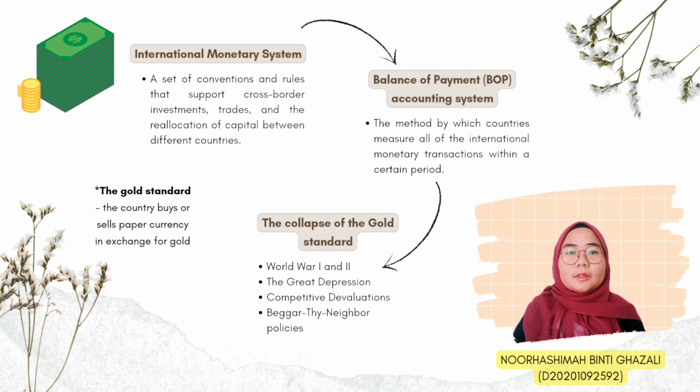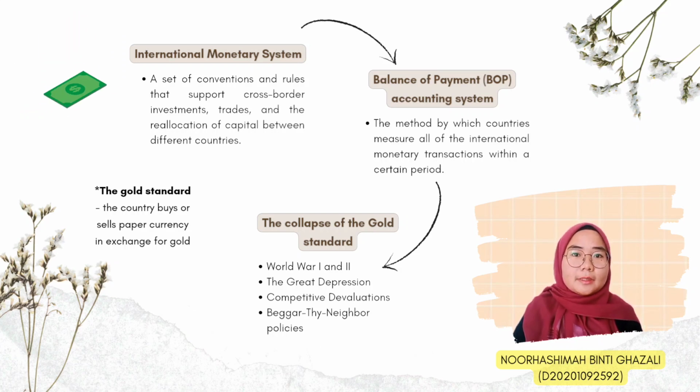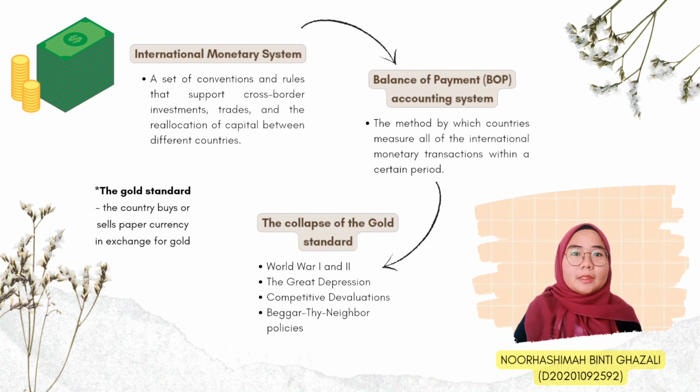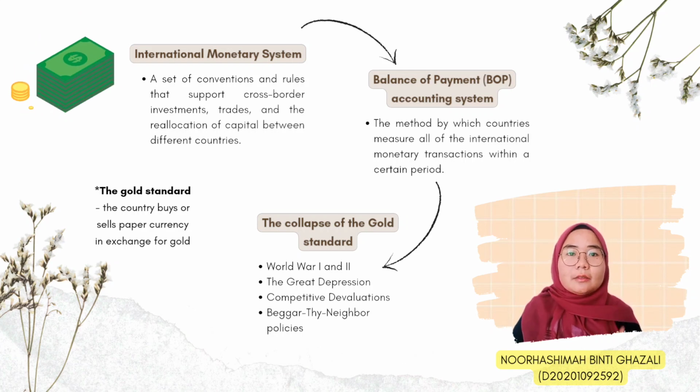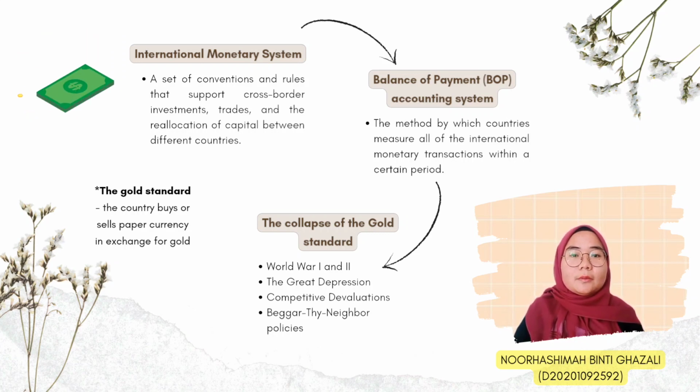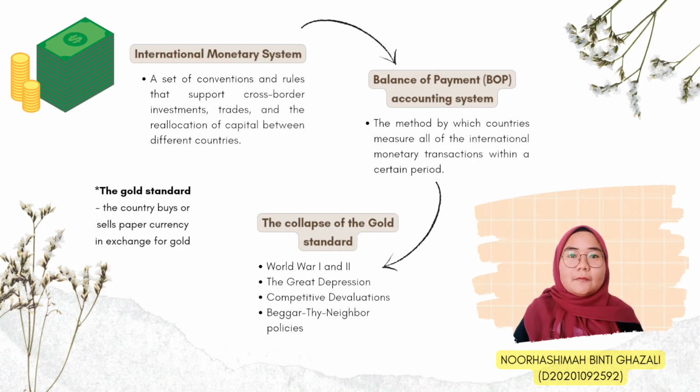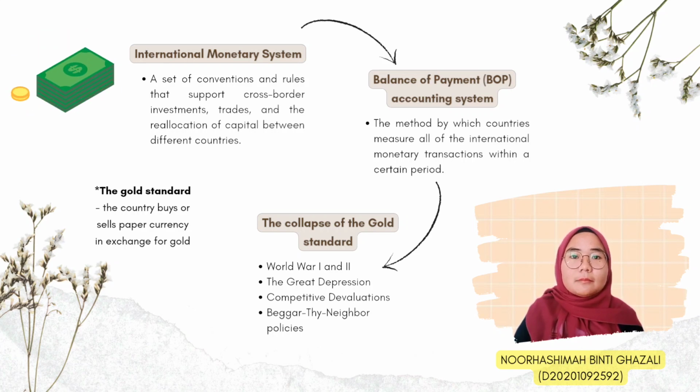The international monetary system refers to a set of conventions and rules that support cross-border investment, trade, and the reallocation of capital between different countries. It also defines how exchange rates, macroeconomic management, and the balance of payments are addressed between nations. Next is the definition of the balance of payments (BOP) accounting system. BOP is the method by which countries measure all the international monetary transactions within a certain period.